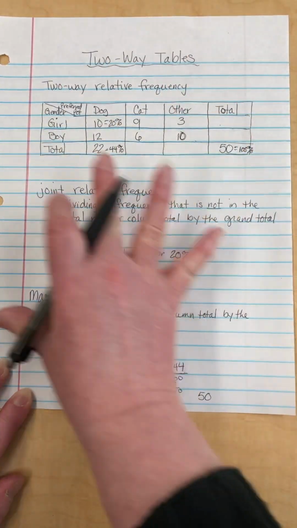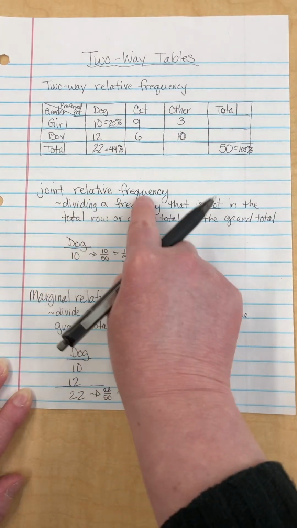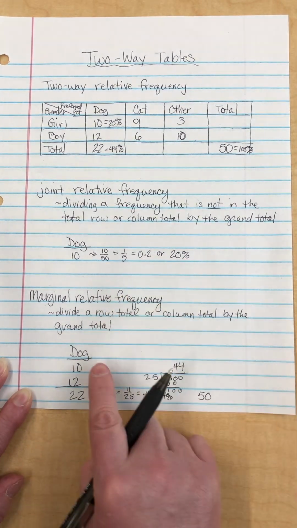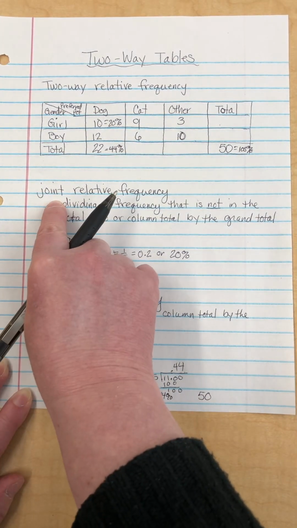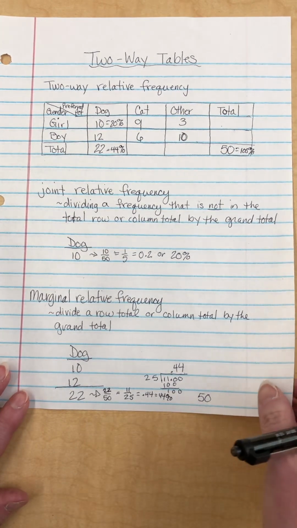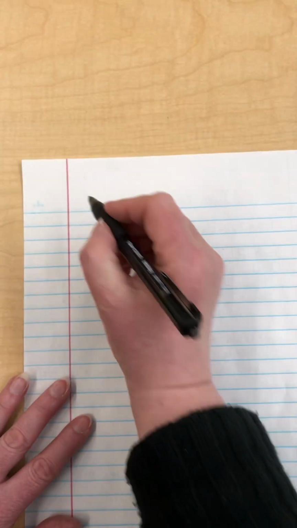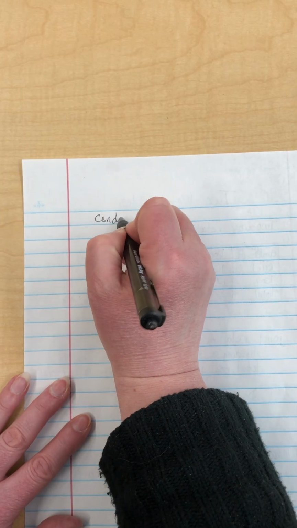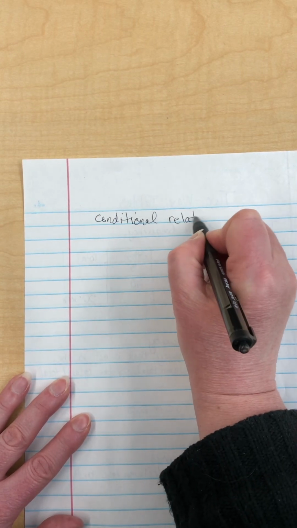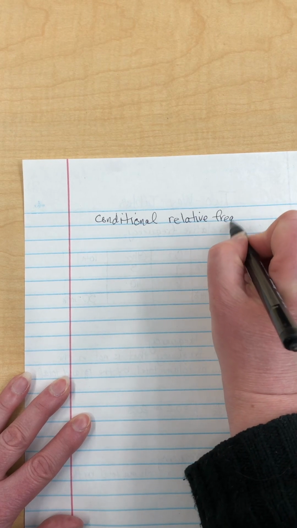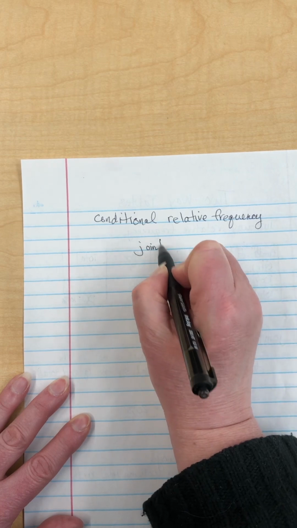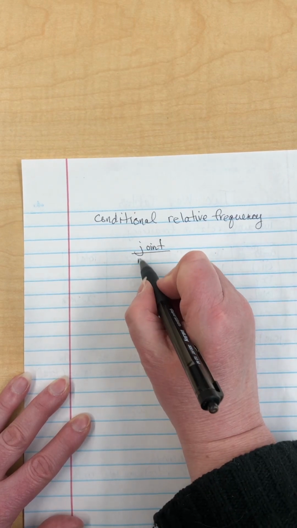No matter how big your chart is, when they ask you for joint relative frequency or any type of relative frequency, you're doing decimals or percents. So marginal and joint. If you're doing conditional, which was also on ours, conditional relative frequency is your joint relative frequency divided by your marginal relative frequency.